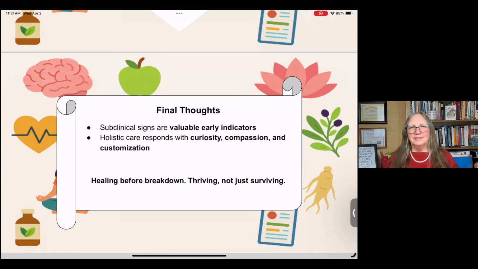Our goal as a holistic provider is to heal things before they break down so that we're thriving and not just surviving. And so I thank you for joining me today. I hope that I've left you with some inspiration and understanding of subclinical health, that it's not as much of a gray zone as most people think, but it's a really powerful gateway to healing and to preventing disease. Thank you so much for being here.